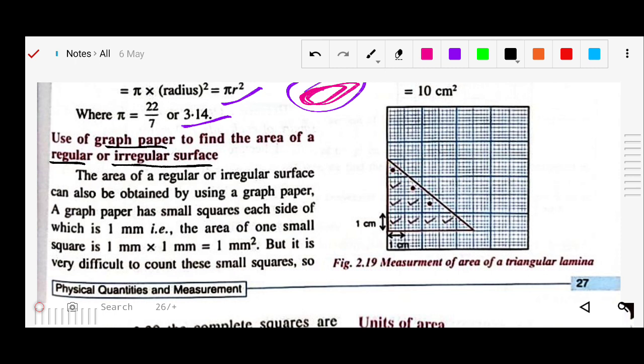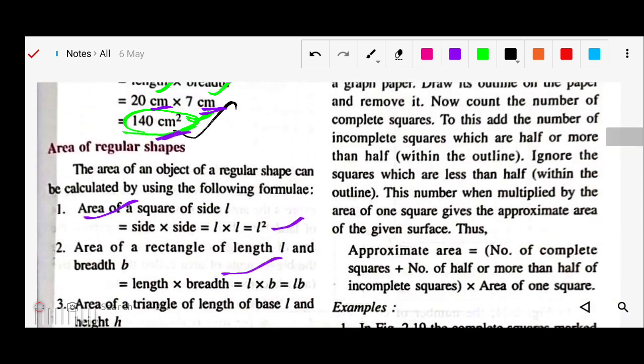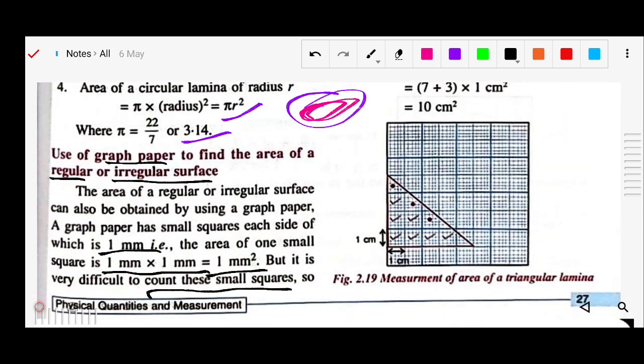So generally, in the graph paper you see small boxes, each of 1 millimeter. One small square is 1 into 1, a 1 millimeter square, but it is very difficult to count these small squares, so we are taking the bigger box, not the small box. We are taking this one entire one.